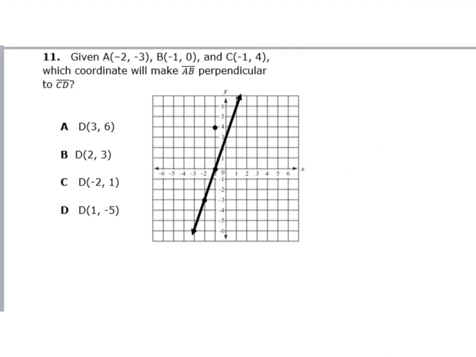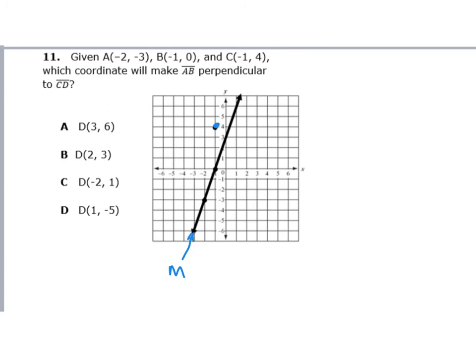All right, number 11. Given A, B, and C, which coordinate will make AB perpendicular to CD? So I want to figure out a line that goes through this point that is perpendicular to the other line that's drawn, which means I need the slope of this line.